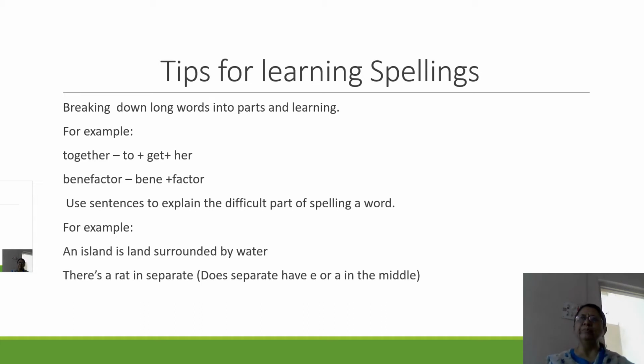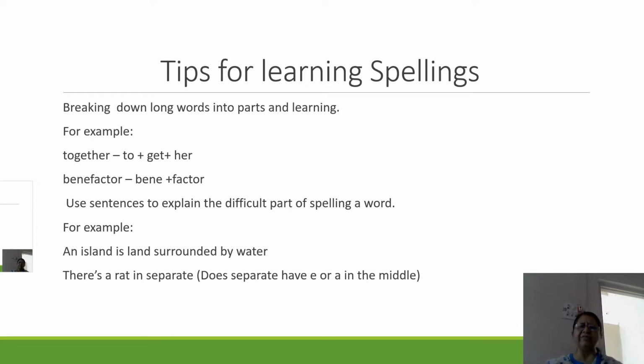Now, island you may find difficult. Some children may find it difficult. So you can just frame a sentence in your mind like the one which is given here. An island is land surrounded by water. So is land, when you put together, you get island. And you know the spelling of island.